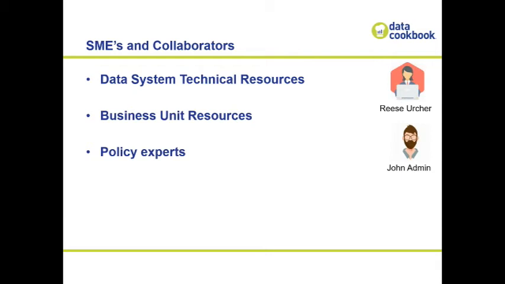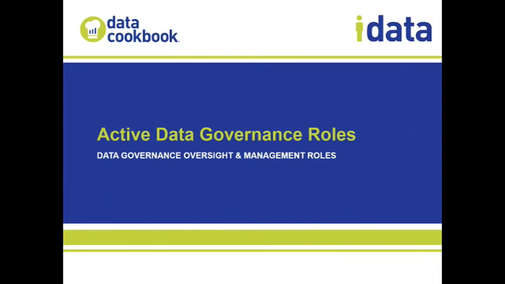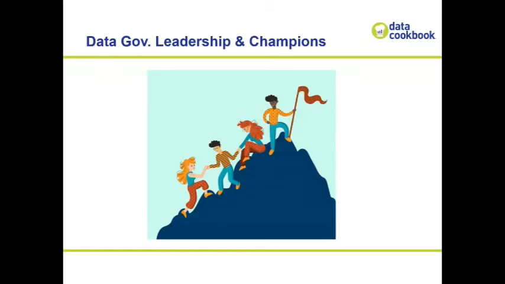So that's the data system, technical resources, business unit resources, or other policy experts. Another active data governance role participant is in the data governance oversight and management, right? So this is people who, as I mentioned, are setting up your data governance group, or training your stewards, who are providing oversight and reviewing the steps of everything, and also championing the concept of it.